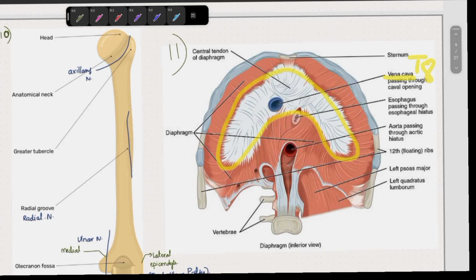Next, the second opening is for the esophagus. With the esophagus, two nerves will pass. That is the vagus nerve, and the phrenic nerve over the vagus nerve. The esophagus is at the T10 level. Next, T12 is the aorta. Along with the aorta you can see the thoracic duct, azygous vein, and hemiazygous vein. Almost all veins will be there: hemiazygous, azygous, and the aorta is an artery, along with the thoracic duct. Okay.